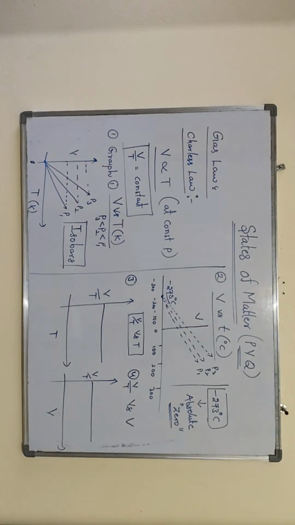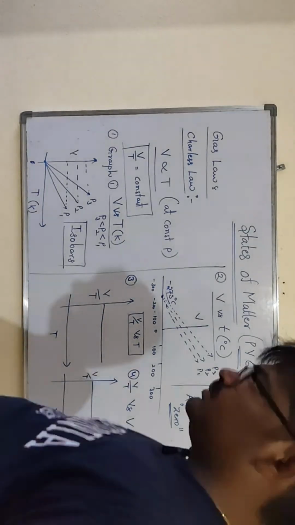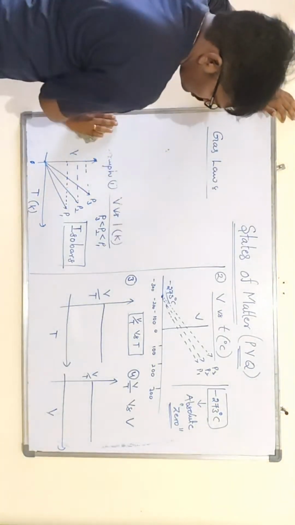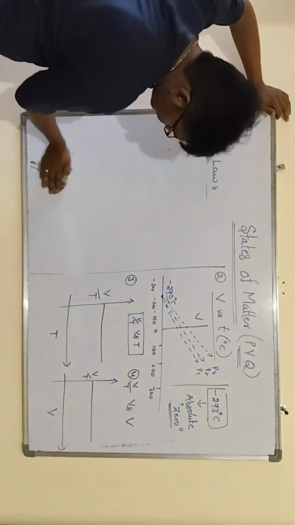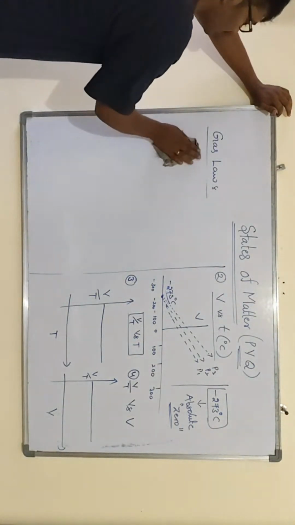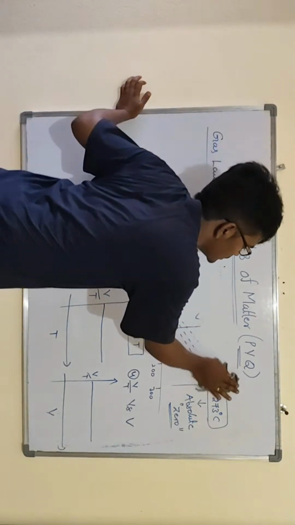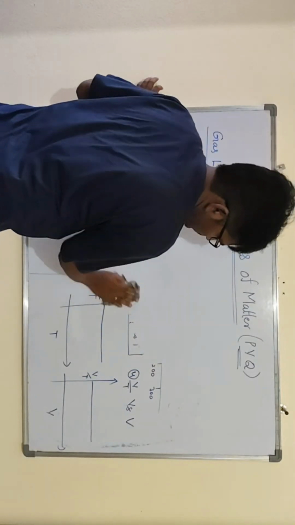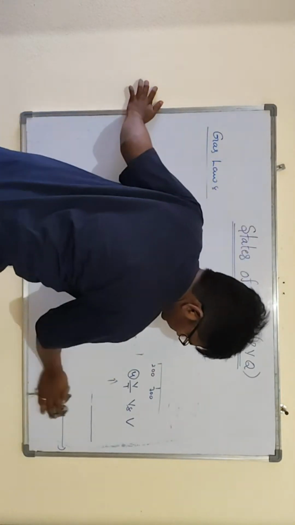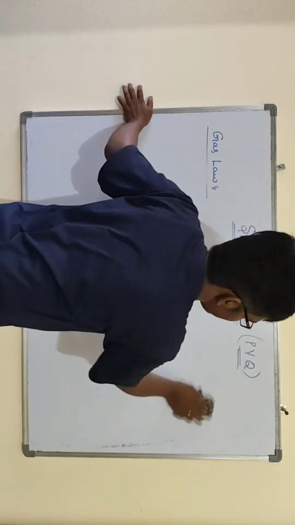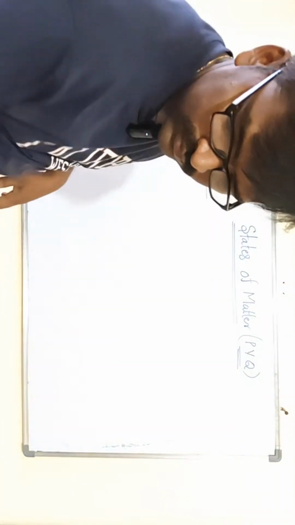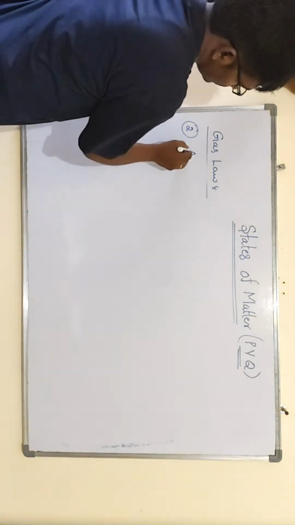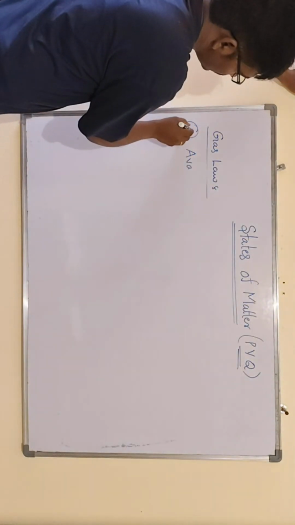Then next we'll discuss Avogadro's law. So what is Avogadro's law? Volume is directly proportional to number of moles at constant temperature and pressure. Volume is directly proportional to number of moles at STP conditions, standard temperature and pressure conditions. That is Avogadro's law, the third one.